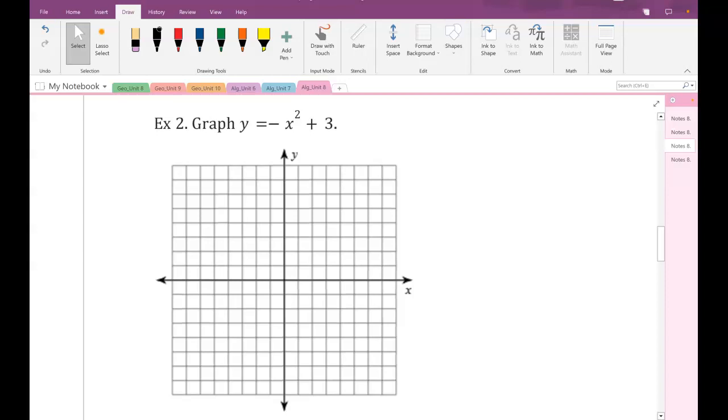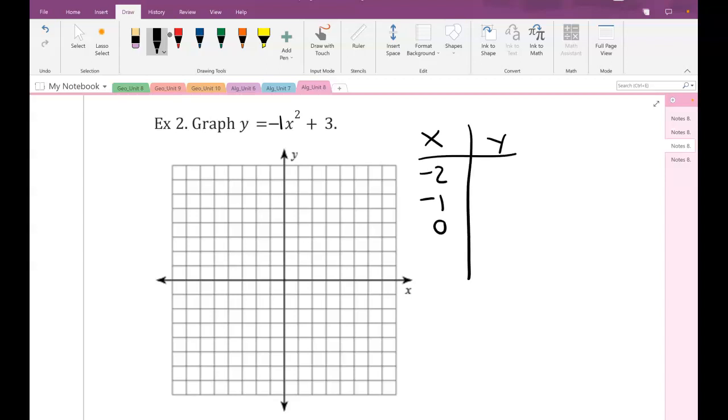All right, example 2. We have 2 things going on here. We're going to have a vertical shift of 3, and this negative in the front, so a negative 1, is going to flip our graph upside down. So this should look like a frowny face when we're done graphing it. We're making the same table that we have been. Now we just have to be careful with this negative when we're figuring out our output values.